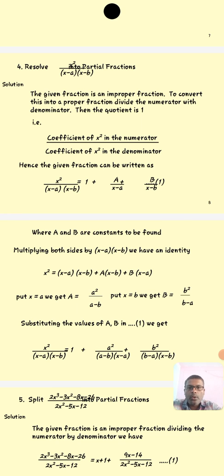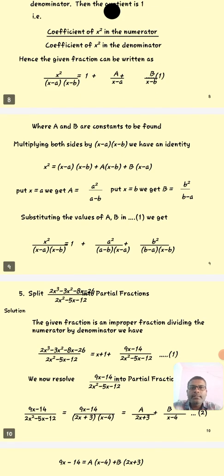Okay, now multiplying both sides by x minus a, x minus b, we have an identity. Just like we do the LCM process, that is x square is equal to x minus a into x minus b plus A into x minus b plus B into x minus a, after getting the LCM part.